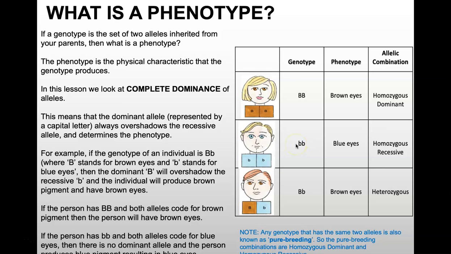Just a little note down here: in some questions you might see the term pure breeding or pure bred. That means the genotype of that individual, a purebred animal or person, will be either homozygous dominant, where their alleles are the same, or homozygous recessive, where their alleles are the same. Purebreeding means the alleles will be exactly the same. It won't be the heterozygous version.